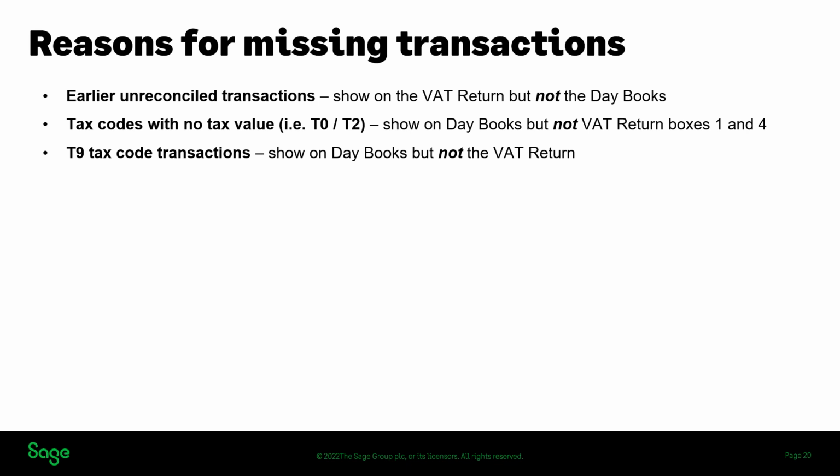The third one could be that a T9 transaction appears on the daybook reports. Now, T9 transactions will not hit any box on the VAT return. So if you find any T9 transactions on your daybook reports, you need to check to see if the transactions should be on that tax code or not. Again, if it's on that tax code in error, you need to correct the transaction's tax code and run the VAT return again, just to make sure it's picked up in the correct box.